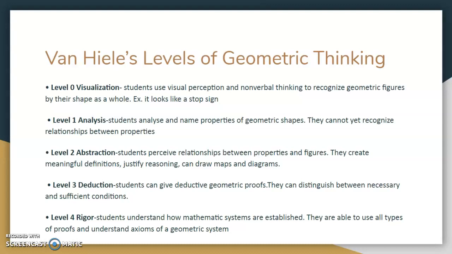The final level is Level 4, which is rigor. Students understand how mathematical systems are established. They are able to use all types of proofs and understand axioms of a geometric condition.